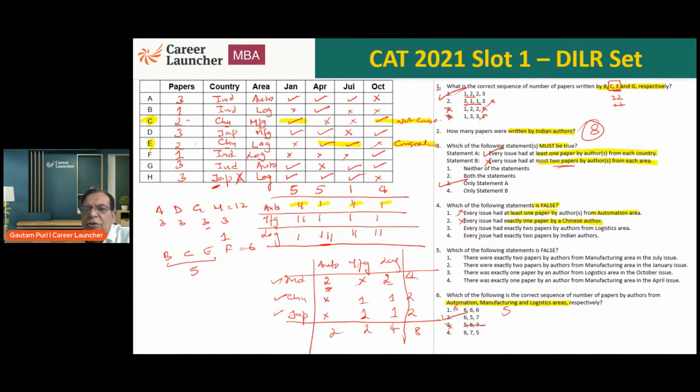I'll eliminate. Statement 3, every issue has exactly 2 papers by authors from logistics. Okay. Exactly 2 papers from the logistics area. Let's check. Okay. Logistics area, no. January there's only one paper. Other three have at least two, but January is only one paper. That means this statement is false and this is the correct answer.